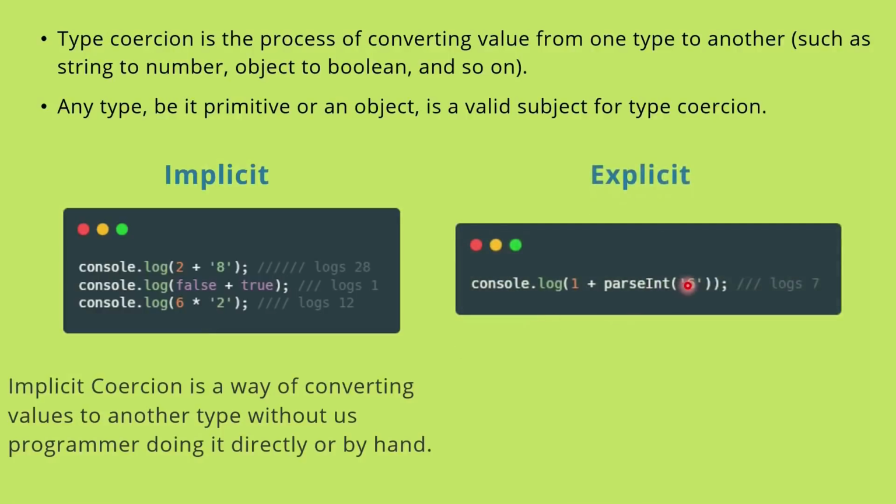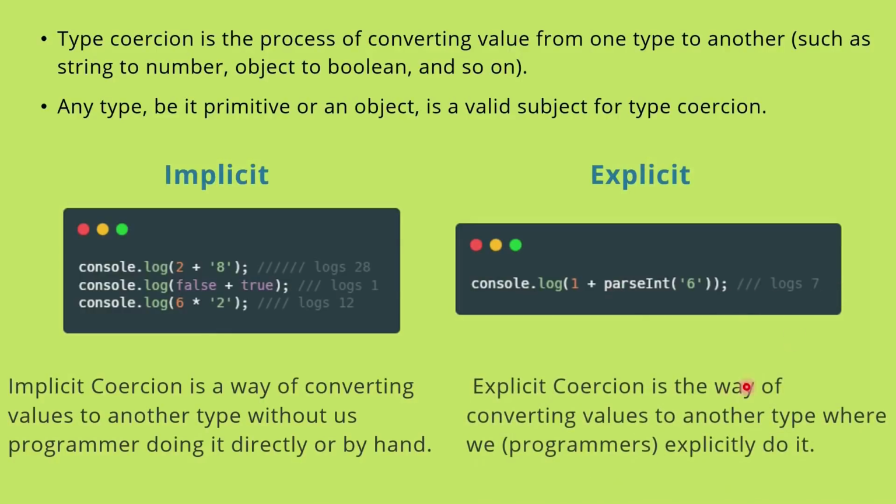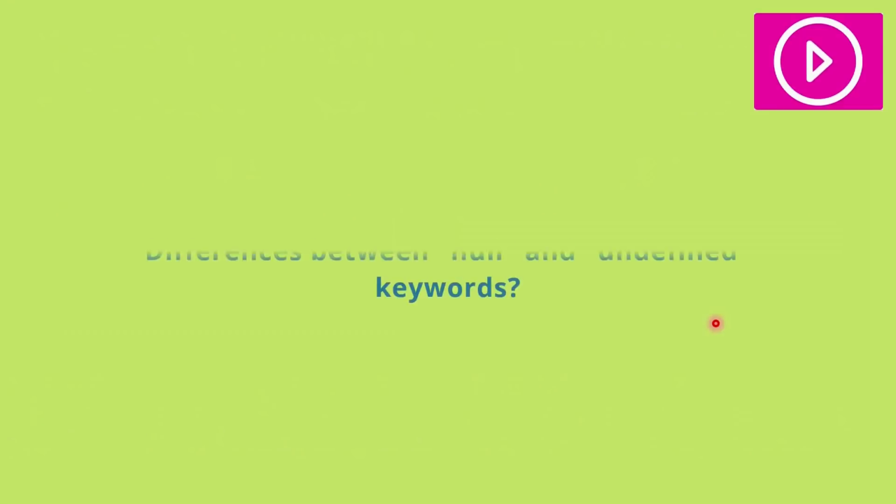If we take a look at the explicit example, the function Number has a string 6. So this will convert string 6 to a number 6 and this will return number 7. So explicit coercion is the way of converting values to another type where programmers explicitly do it.